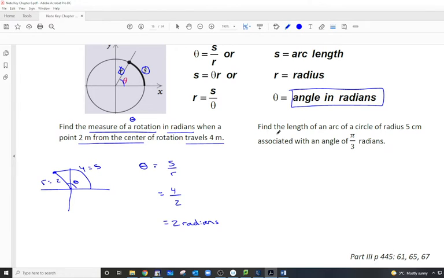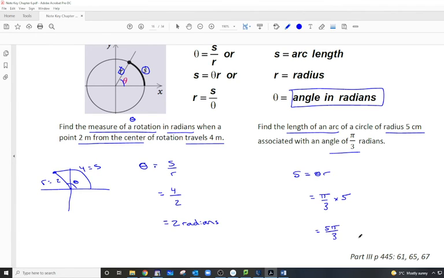Okay, the next one. Find the length of an arc of a circle that has a radius of 5 with an angle of pi by 3. Pause the video. Give this a go. For this one, we are solving for S. S equals theta times R. Theta is pi by 3, R is 5. So the answer would be 5 pi by 3.